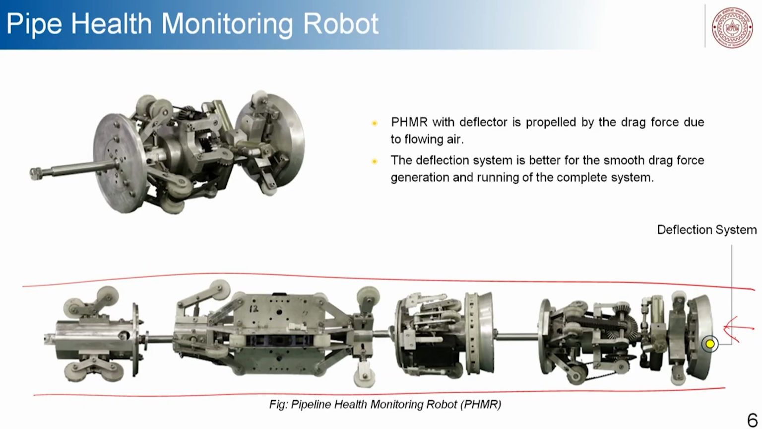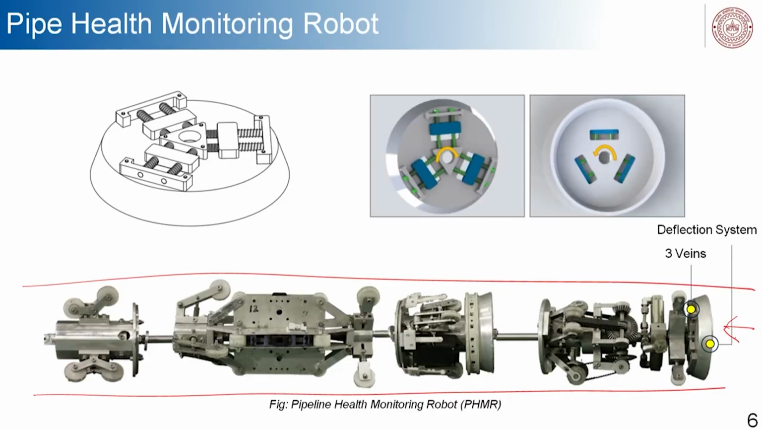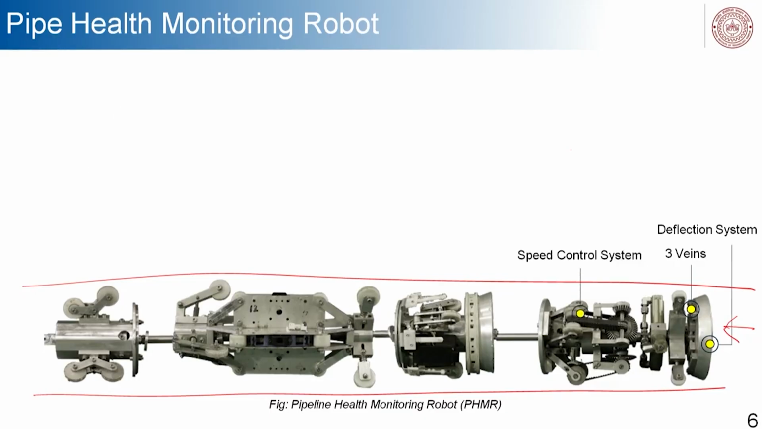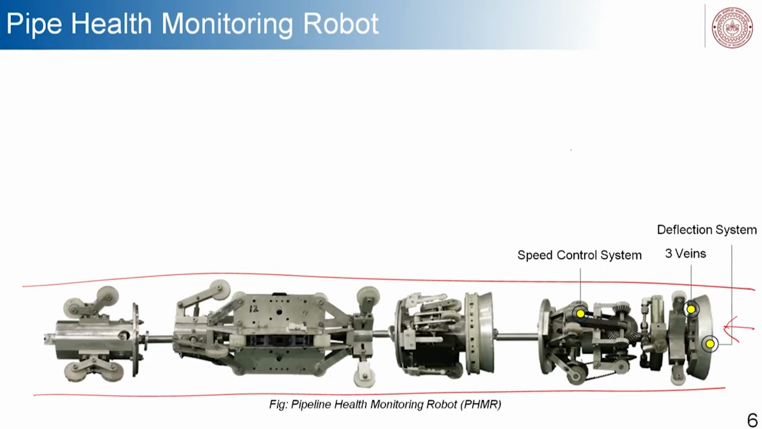So, the deflector is propelled by the drag force. So, you have to think of what would be the size of it, and then there will be vanes there which will actually control the airflow. So, there are these vanes at 3 different spots that will control the airflow, bypass flow. As a result, the drag force will change. Then there will be a speed control system. It is a completely passive governor type speed control system, completely passive in nature, which extracts kinetic energy through transmission and converts it to hydraulic force.